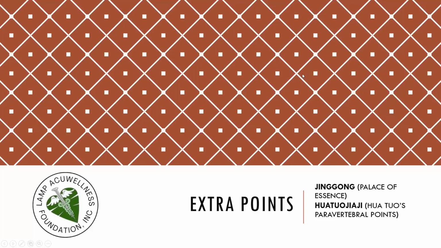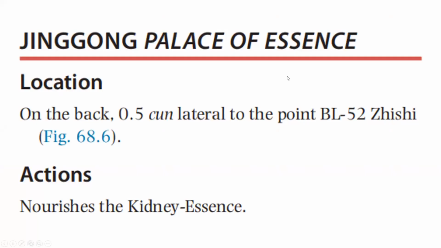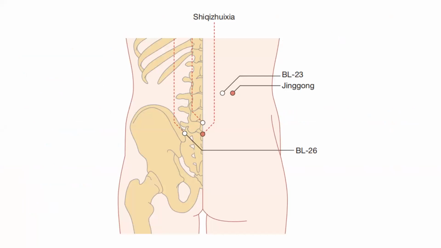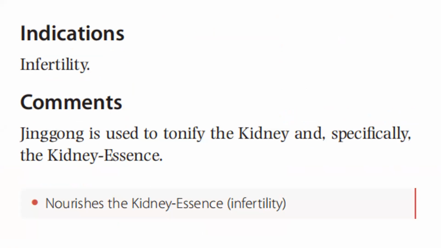Let's discuss extra points, Jingqu, Palace of Essence, and Huatuojiaji paravertebral points. Jingqu, Palace of Essence, location: on the back, 0.5 cun lateral to the point Bladder 52. Action: nourishes the kidney essence. So here is the illustration of the Jingqu beside Bladder 23 and also an illustration of Bladder 26. Indications: infertility. Comments: Jingqu is used to tonify the kidney and specifically the kidney essence, nourishes the kidney essence for infertility.